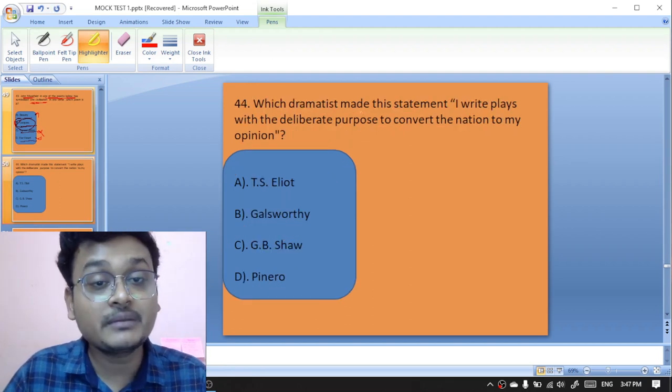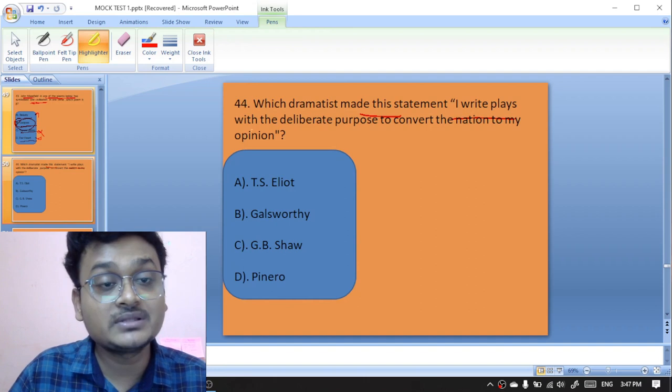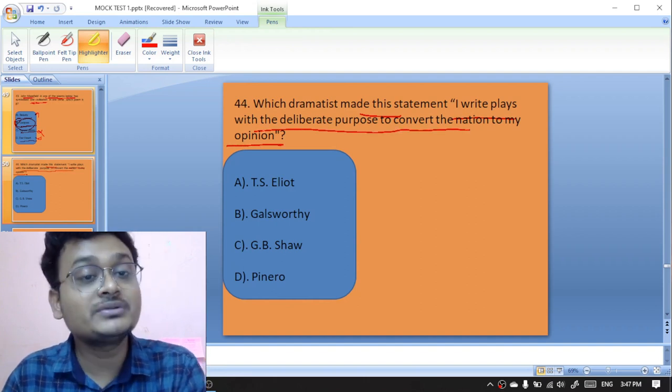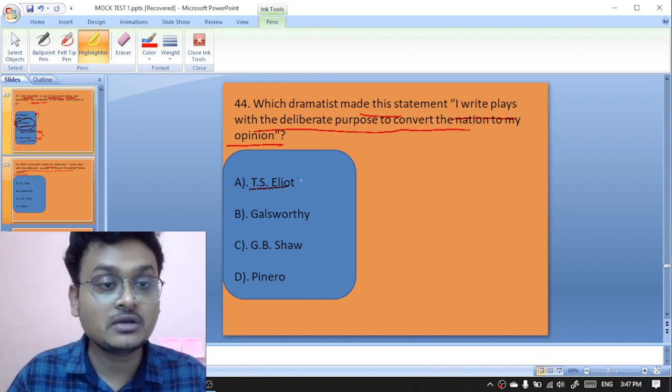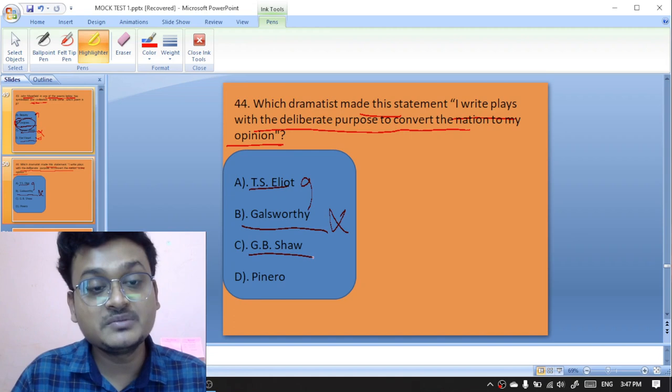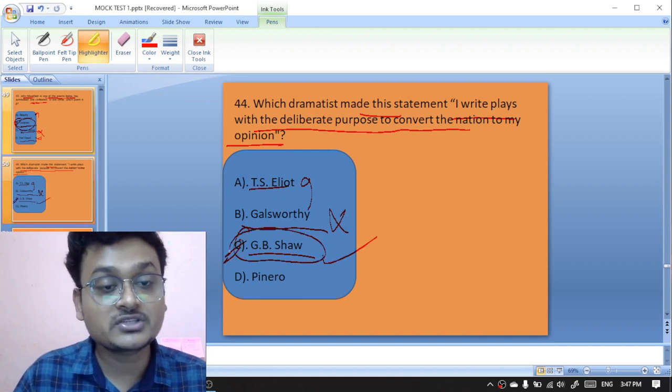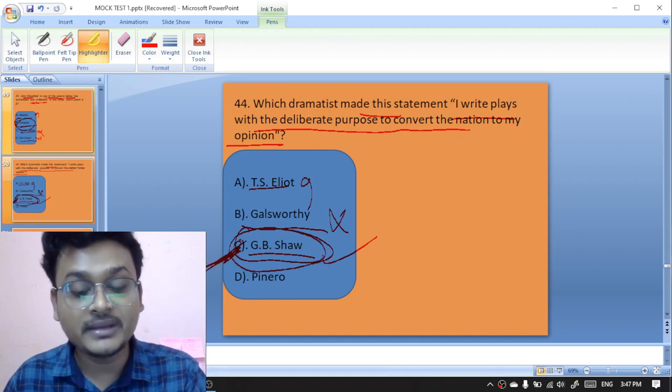Which dramatist made this statement: I write plays with the deliberate purpose to convert the nation to my opinion. So he is writing plays with the deliberate purpose to convert the nation. Who said this? T.S. Eliot? No. Galsworthy? No. G.B. Shaw? It was G.B. Shaw. So G.B. Shaw has made this comment.